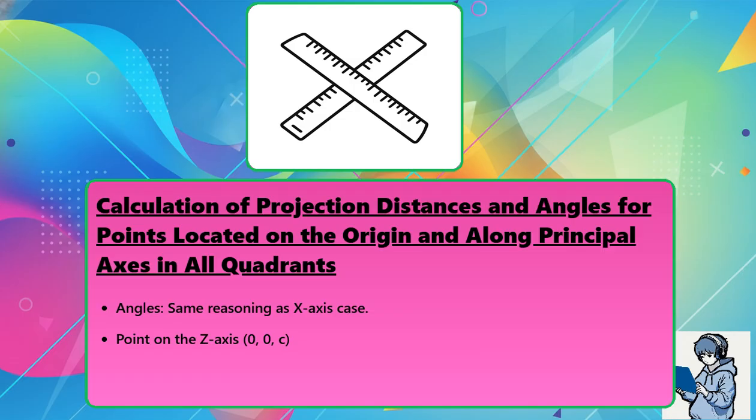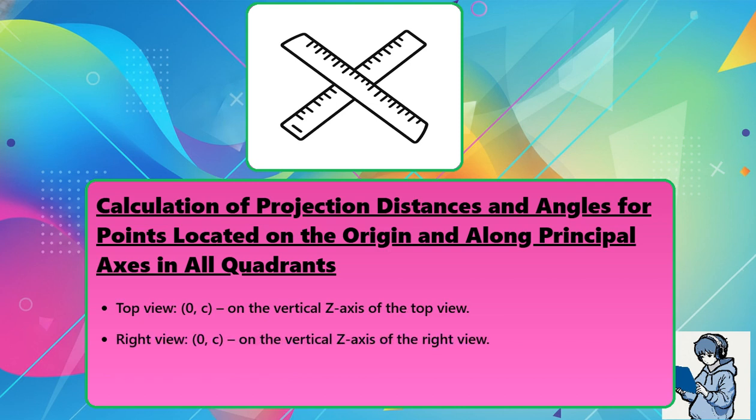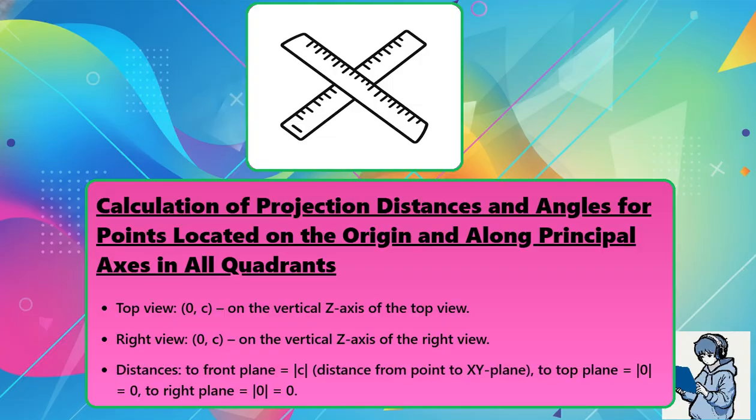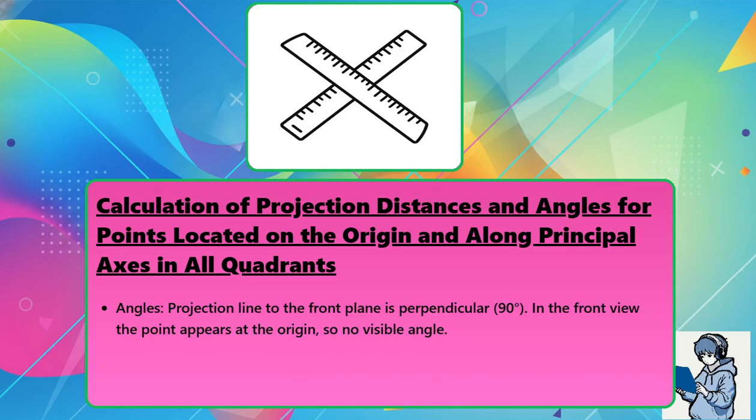Point on the z-axis (0, 0, c). Front view (0, 0) origin. Top view (0, c) on the vertical z-axis of the top view. Right view (0, c) on the vertical z-axis of the right view. Distances: to the front plane absolute c, the distance from the point to the xy plane; to the top plane absolute 0; to the right plane absolute 0. Angles: projection line to the front plane is perpendicular, 90 degrees, in the front view. The point appears at the origin, so no visible angle.